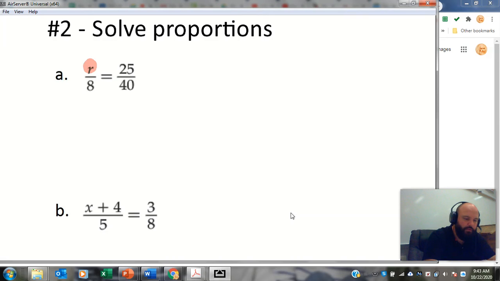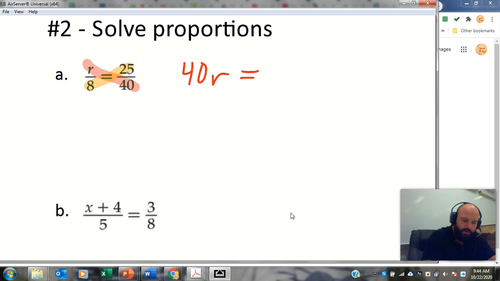And the way that we do that is exactly the same way as we checked whether the ratios were proportional in the last two. We're going to do the cross multiplication or cross products. So we're going to multiply these two together. So we have r times 40, which gives us 40r. And then we're going to multiply the 8 times the 25.